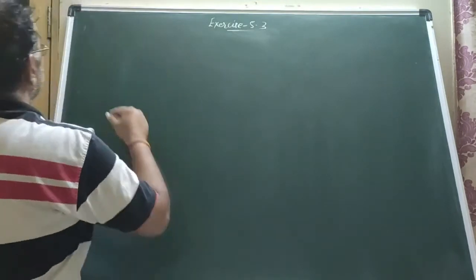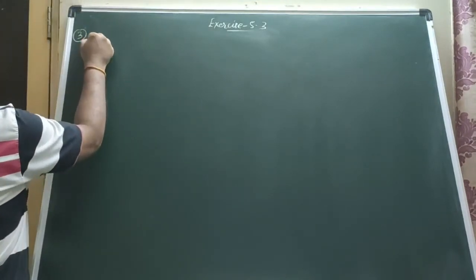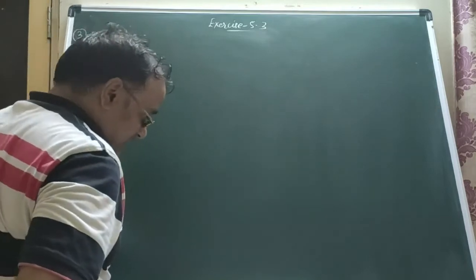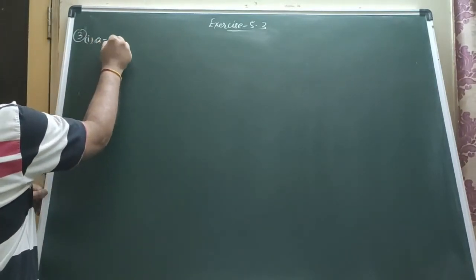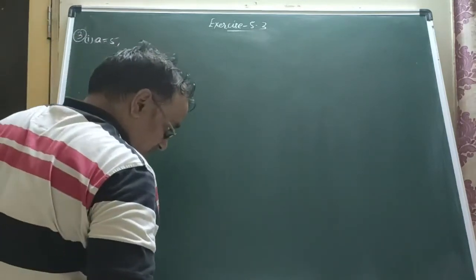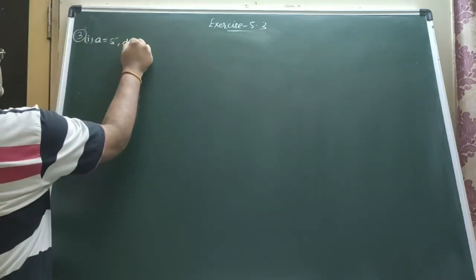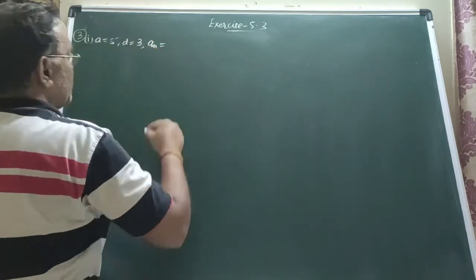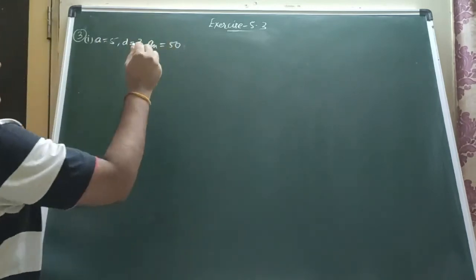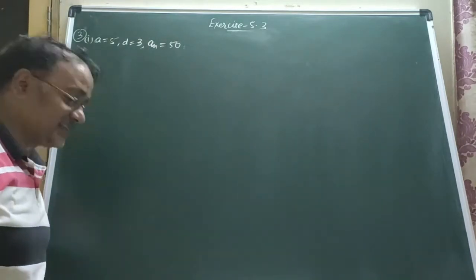Okay, now third question, first bit. In an AP given a is equals to 5, d is equals to 3 and an is equals to 50, find n and Sn.